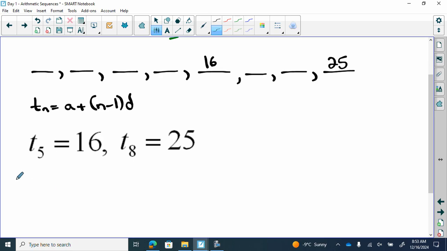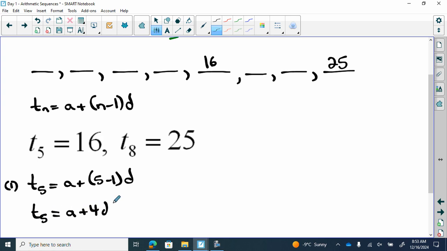So for this guy, we'll call this equation 1. I can say that T5 equals A plus 5 minus 1 times D. Or the fifth term equals A plus 4D. Are you with me on that? Yes? By the same logic then, term 8 should equal A plus what?